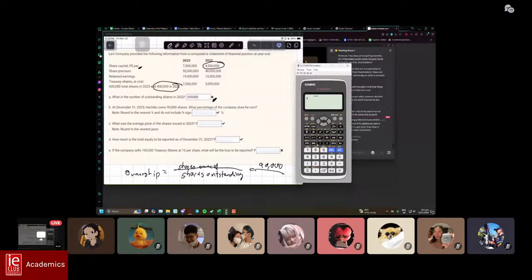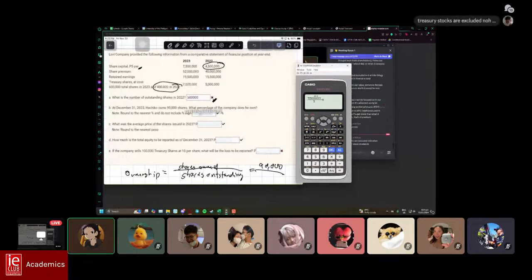So outstanding is the issued for 2023, 7,500,000 all over 5, minus our treasury shares for 2023, just 600,000. So that's 900,000. 900,000 outstanding shares in total. So let's store that first.